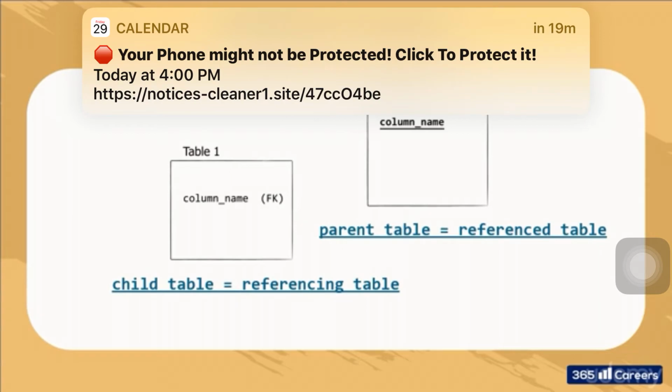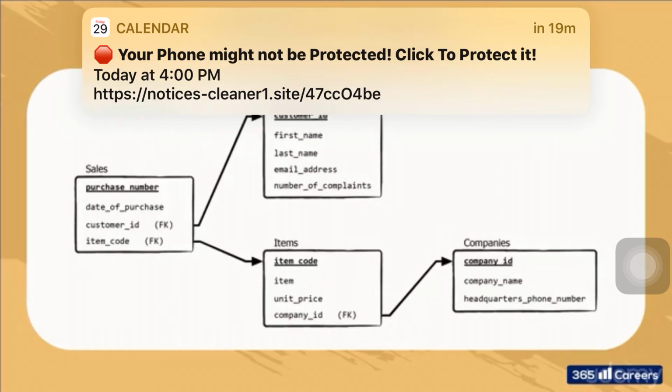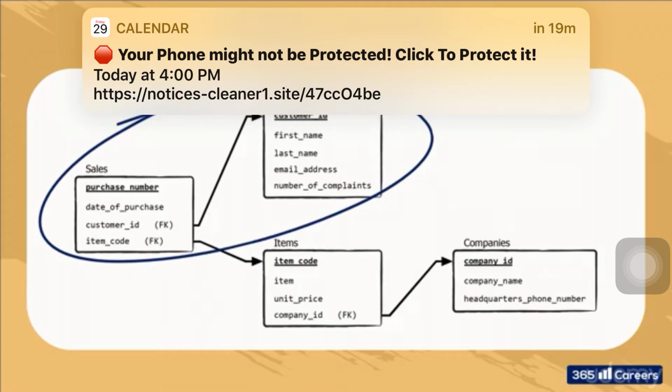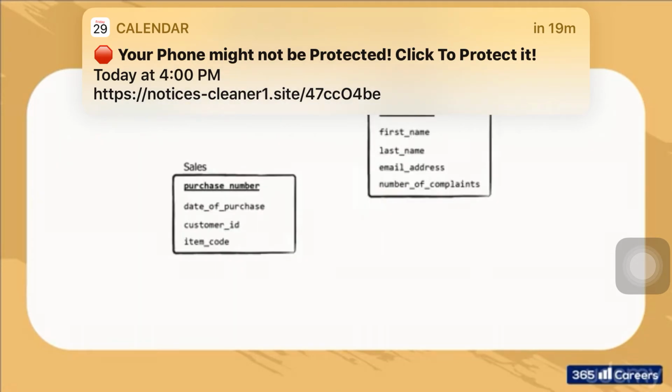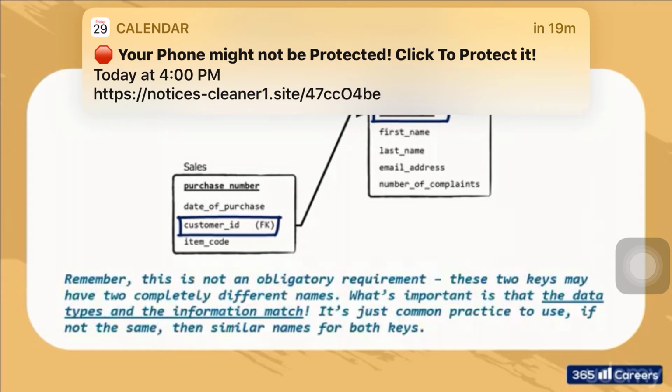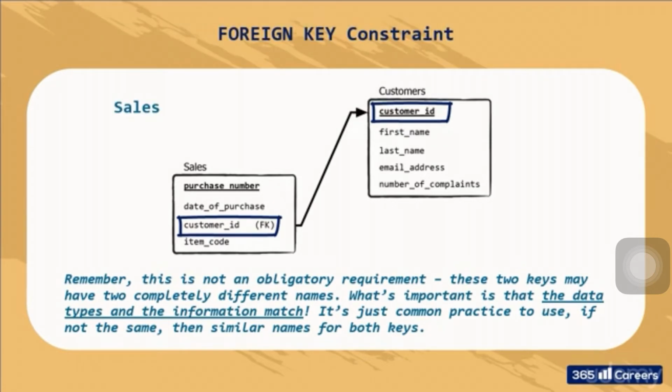Good. Now, let's demonstrate how this applies to our database. Shall we connect the cells and the customers tables first? Why not? The primary key of customers is customer ID, and the related foreign key in cells bears the same name. Remember, this is not an obligatory requirement. These 2 keys may have 2 completely different names. What's important is that the data types and the information match. It's just common practice to use, if not the same, then similar names for both keys.